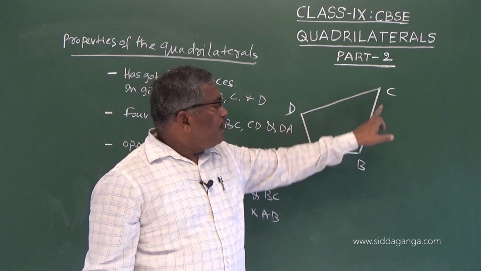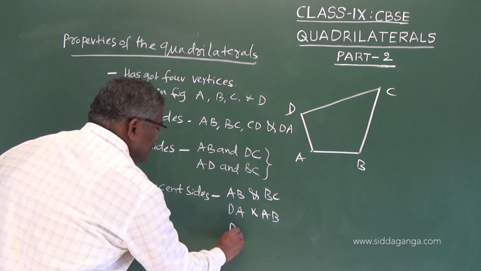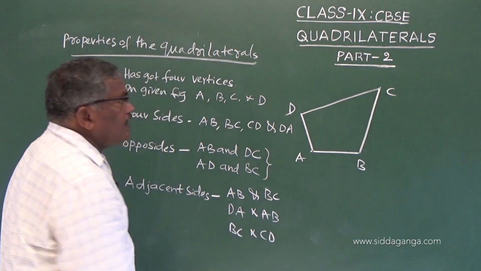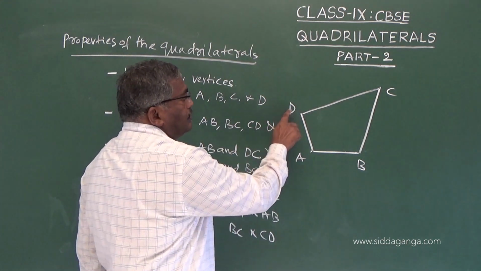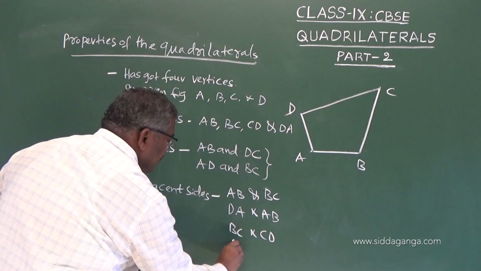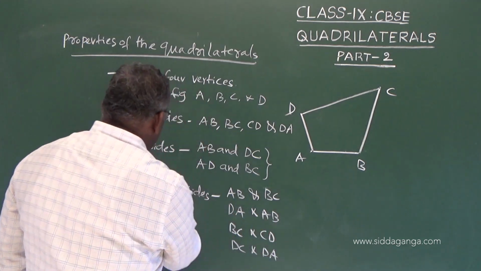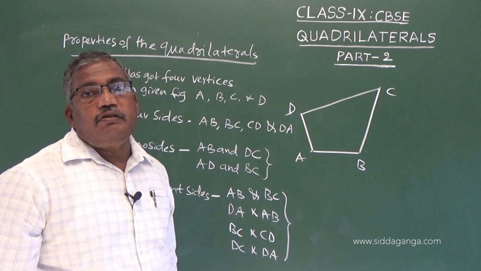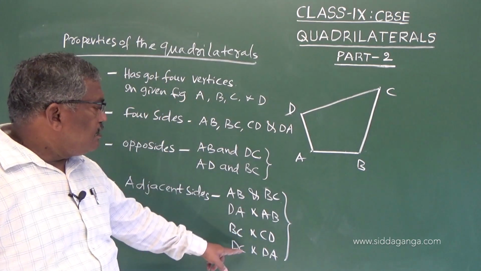If I take up this point, BC and CD are adjacent sides. And if I take up D vertex, DC and DA are adjacent sides. So therefore, 4 pairs of adjacent sides are there. You can observe 4 pairs of adjacent sides are there.